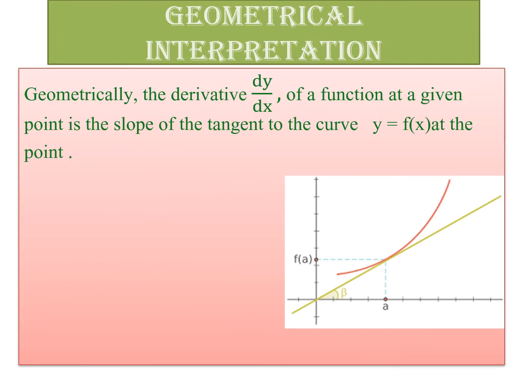Consider the curve y is equal to f of x. Consider any point A on that curve. Draw a tangent at that point A. Then geometrically, derivative dy by dx of the function is slope of the tangent to the curve y is equal to f of x at that point.